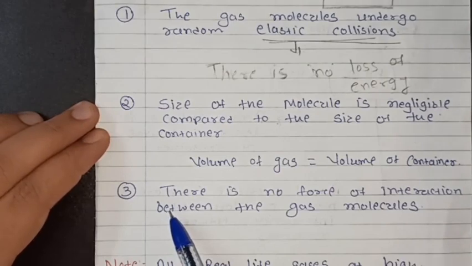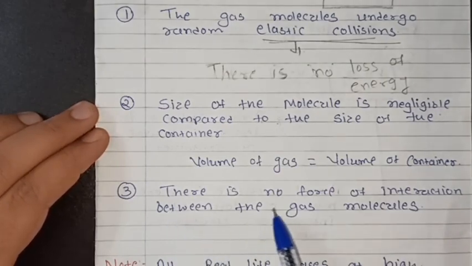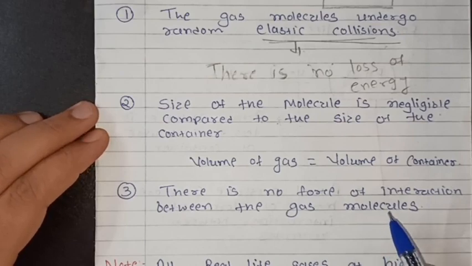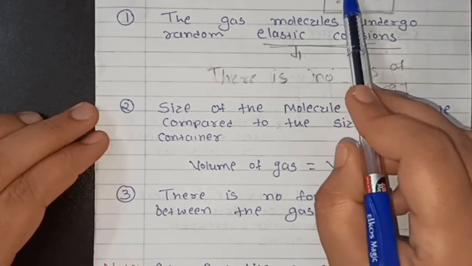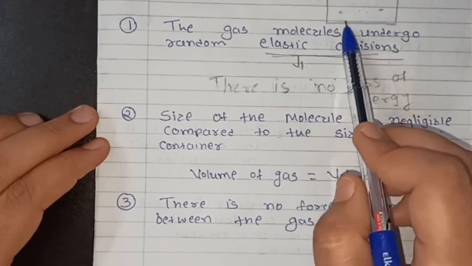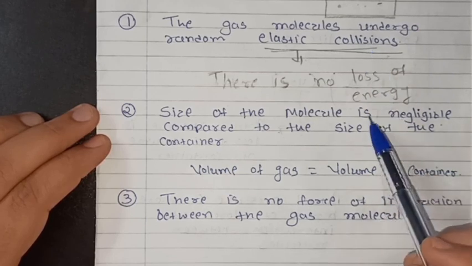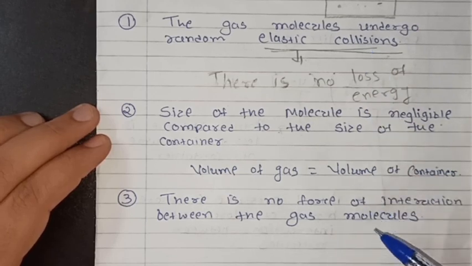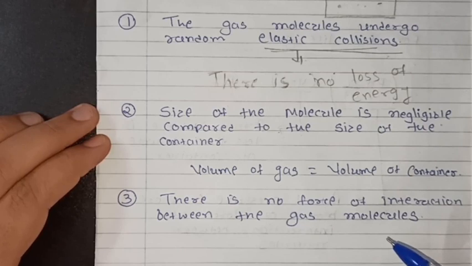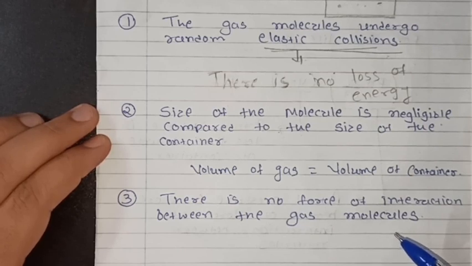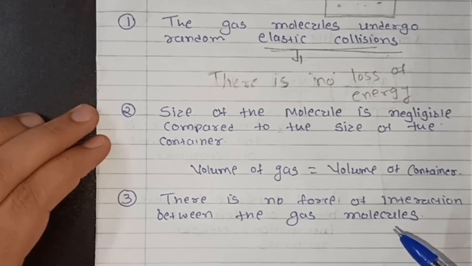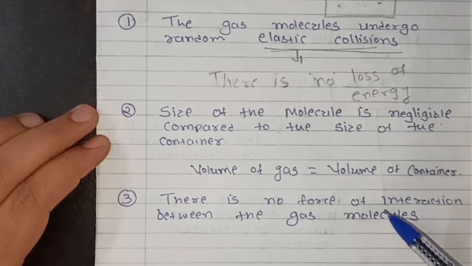And the third assumption is there is no force of interaction between the gas molecules. That means these molecules are separated far away from each other, so there will be no force of interaction between the gas molecules. These are the three assumptions made for any gas to be an ideal gas. We can apply the ideal gas equation only to gases which are following these three rules.